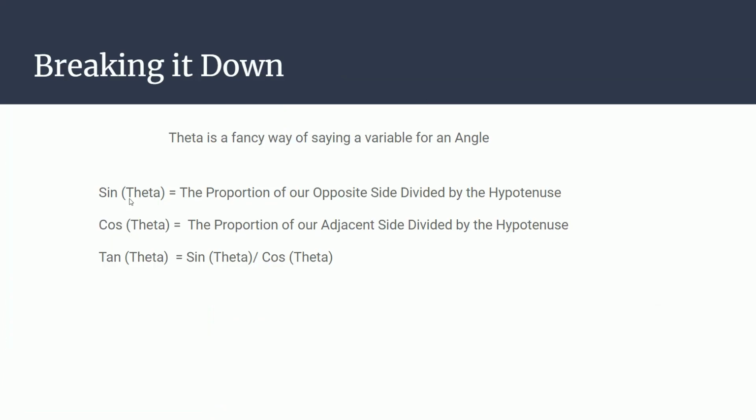So your sine of theta, that is the proportion of your opposite divided by the hypotenuse. Cosine of theta is the proportion or percentage of our adjacent side divided by the hypotenuse. While your tangent of theta, that's just sine theta divided by cosine theta.